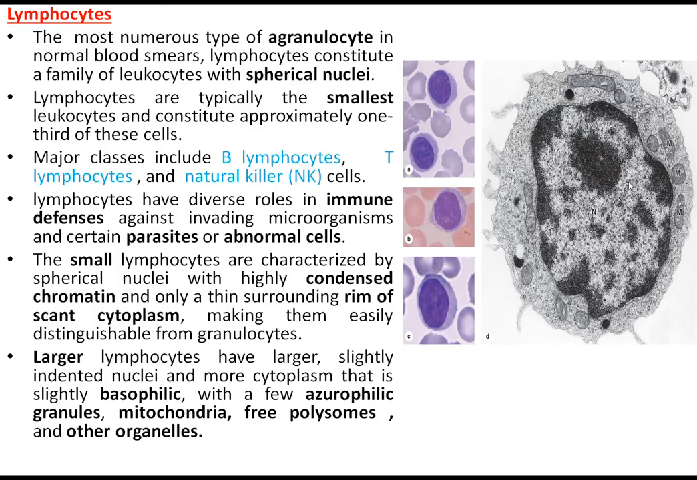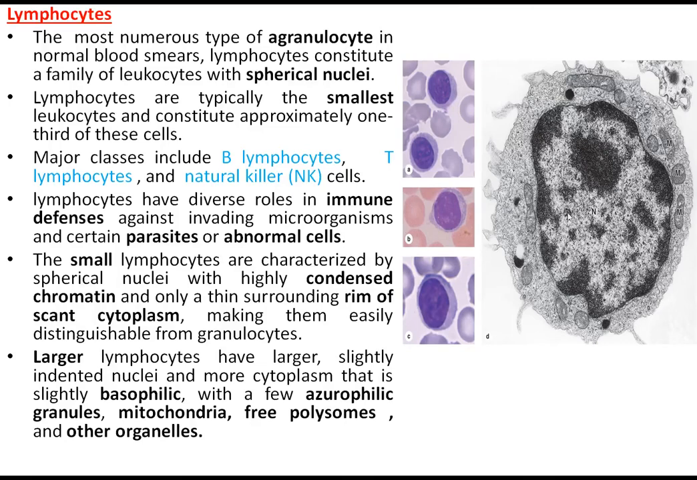Lymphocytes have diverse roles in immune defense against invading microorganisms, certain parasites, and abnormal cells. In immune defense, all the leukocytes function in immune defense. We have small and large lymphocytes. The small lymphocytes are characterized by a spherical nucleus with condensed chromatin surrounded by a thin rim of cytoplasm.